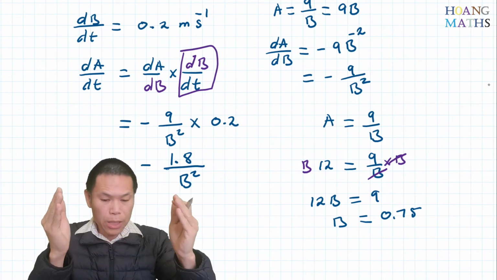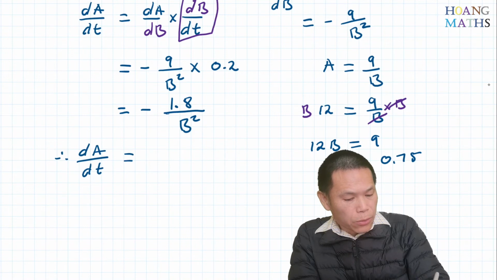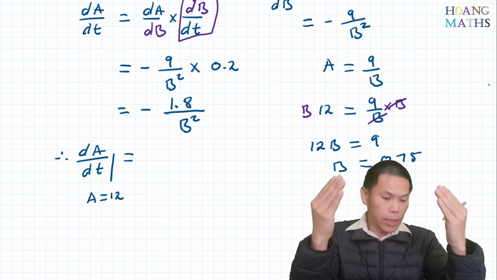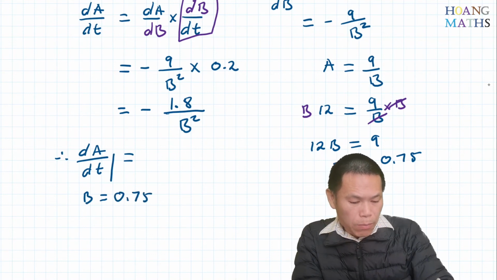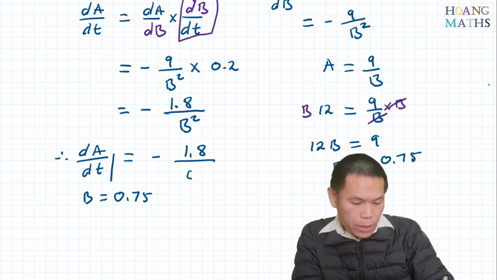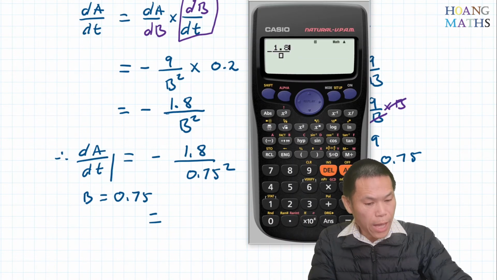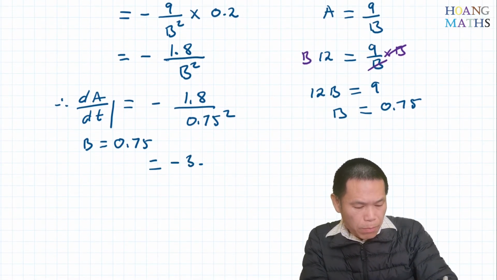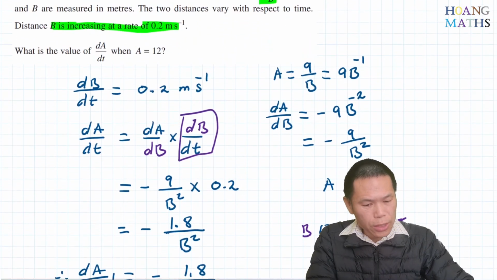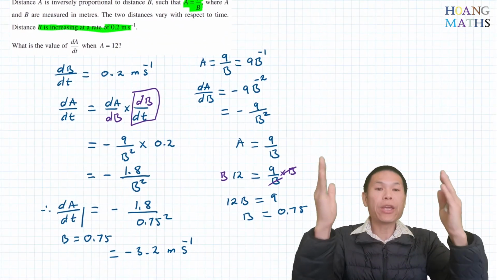Now I just substitute the value of B into the dI/dt. So therefore, dI/dt is equal to, when I is equal to 12, or B is equal to 0.75, that will give me minus 1.8 over 0.75 squared. So let's just sort this out. So negative 1.8 over 0.75 squared. There you go. So negative 3.2. And don't forget the units, okay? So which is meters per second. There you go. I hope you got it correct.